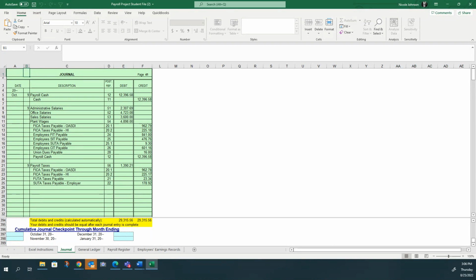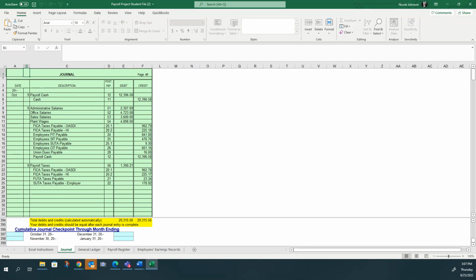Next, we will record the entries in the journal. Refer to number 3. We're told to record an entry to transfer money from the regular cash account to the payroll cash account in the amount of net pay. Remember from financial accounting that cash is an asset account. Assets are increased with debits and decreased with credits. We're going to debit or increase the payroll cash account, and we are going to credit or decrease the regular cash account. From the payroll register, the amount of net pay is $12,396.58.